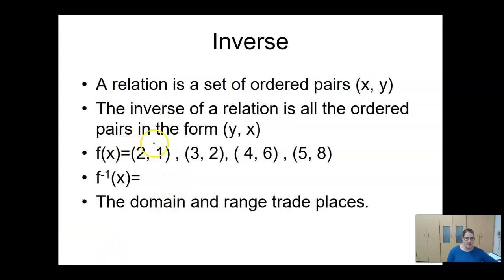One thing to keep in mind here is that this little notation, this f to the minus 1, does not mean f raised to the power of negative 1. It means this function right here is the inverse of this one. Okay? So if this function is f of x, f minus 1 of x means this is the inverse. So (1, 2), (2, 3), (6, 4), and (8, 5). So that's going to be the inverse of that function. So all that happens is x and y's trade places.